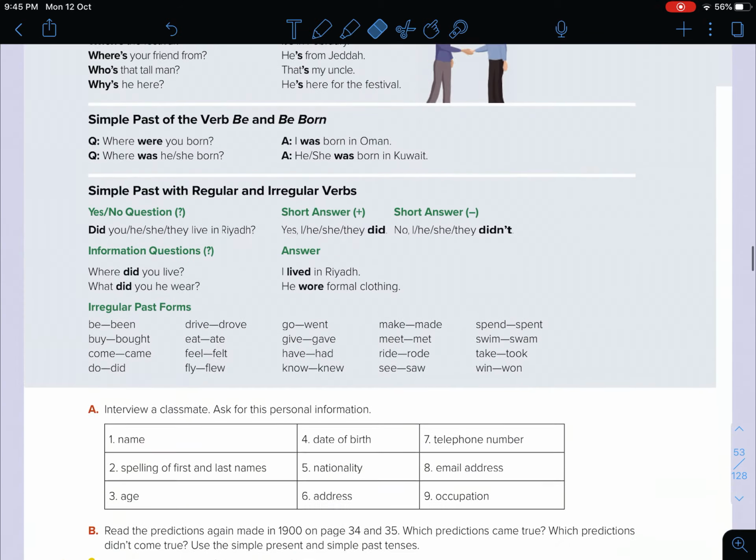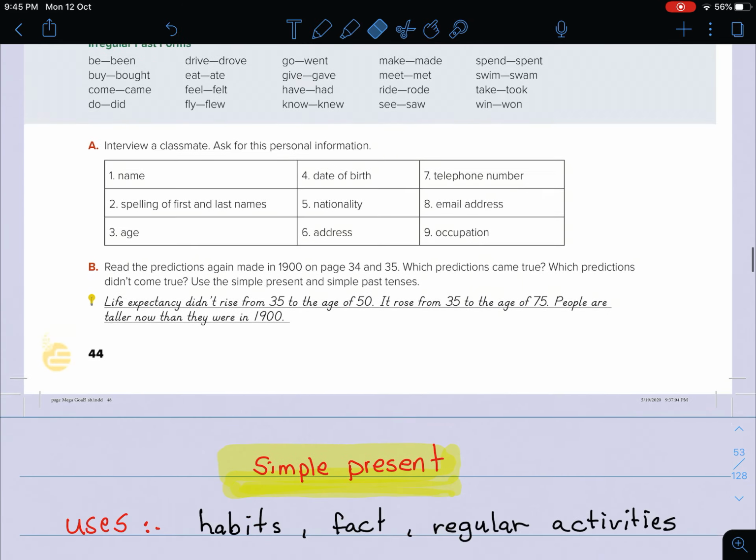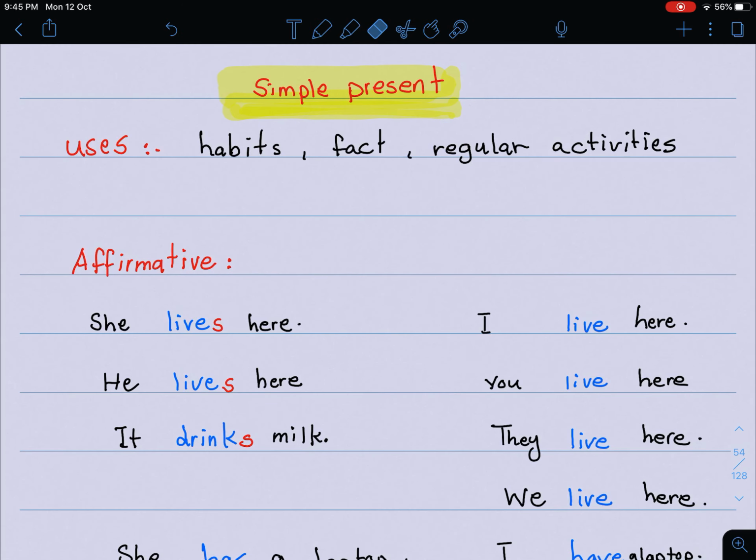Now let's move on. Please move on to pages number 44 and 45 and get ready, and please follow up with me as you listen to this lesson or as you watch this lesson. Now we will be talking first about the simple present. For a start, I want to explain to you when do we use the simple present. We use it usually when we're talking about habits, facts, regular activities.